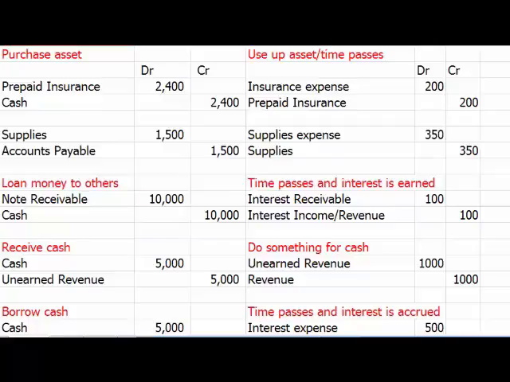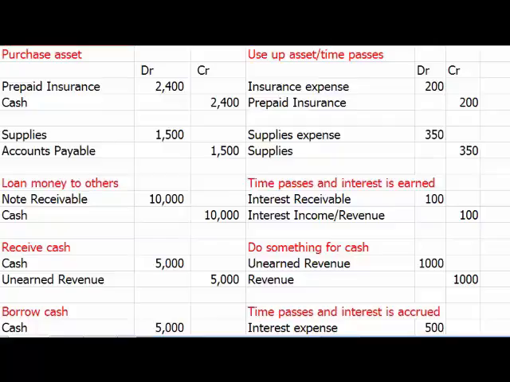First one, prepaid insurance, which means that insurance is going to last for a period of time exceeding one month into the future. The second one is supplies, which are going to be used up over a period of time and provide us future benefit.